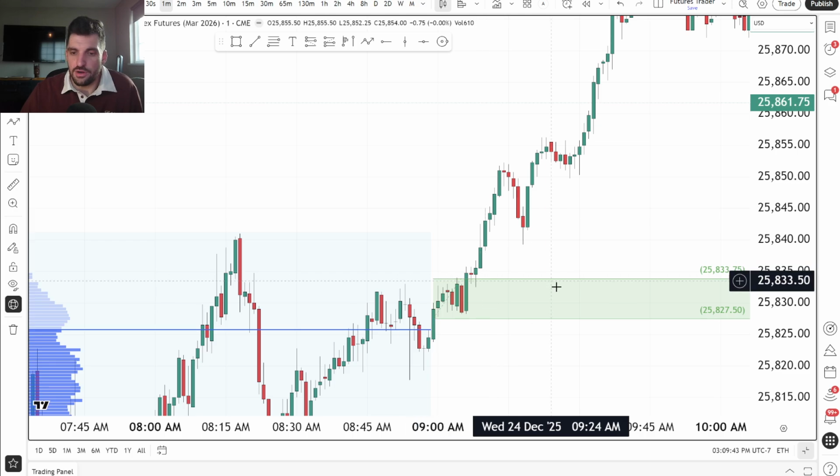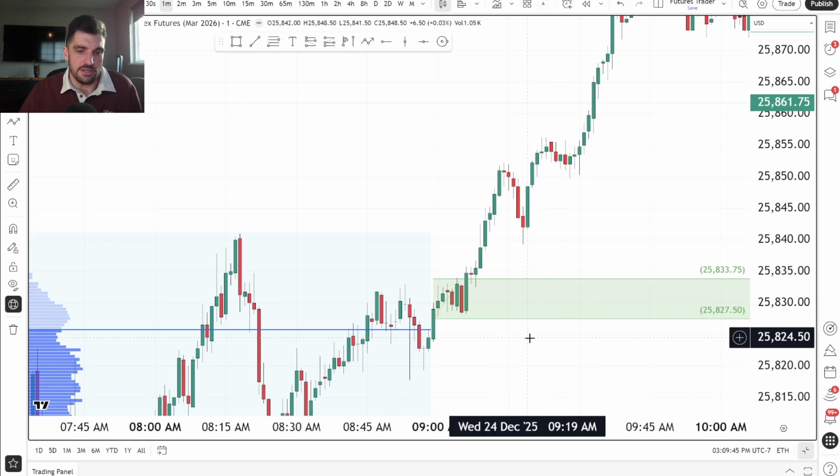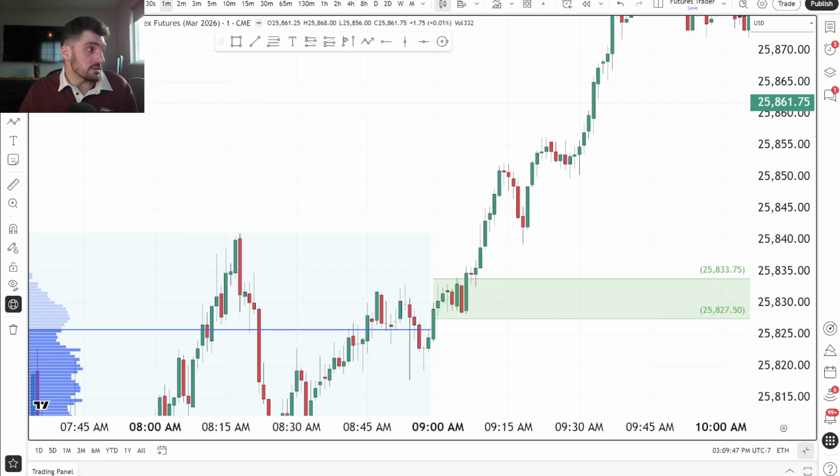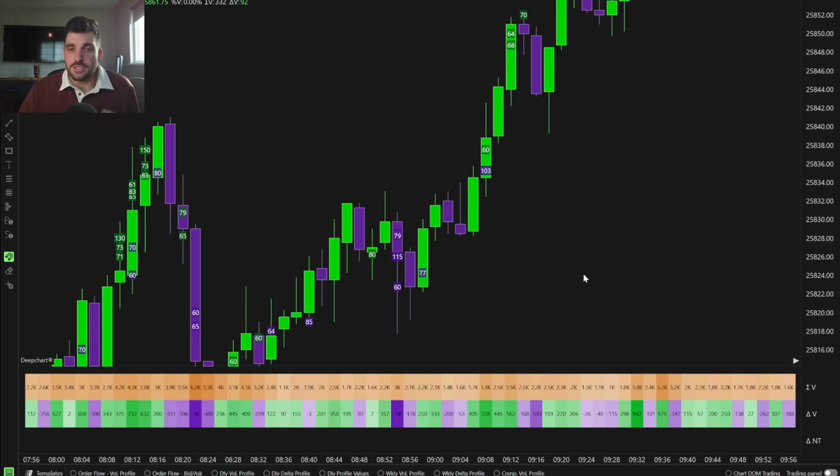I'm going to open up one of the new order flow platforms that I've been using called Deep Charts. Okay, so this is Deep Charts. This is one of the order flow platforms that I've been using recently. It's a new order flow platform, pretty advanced platform as well.